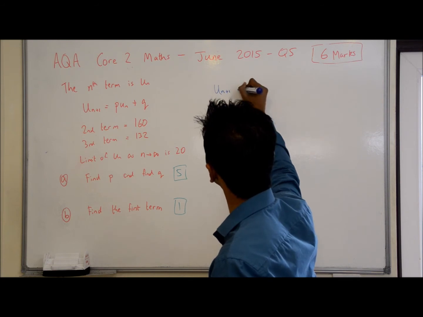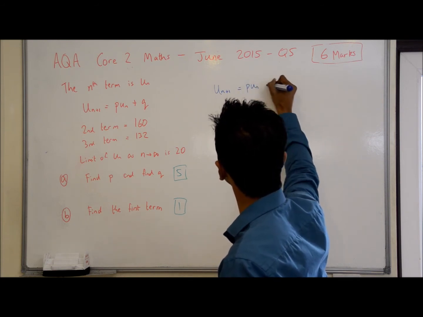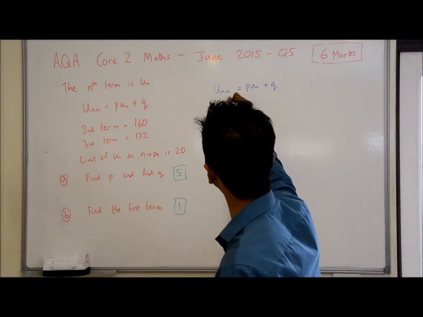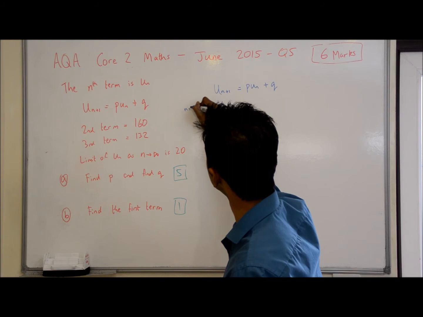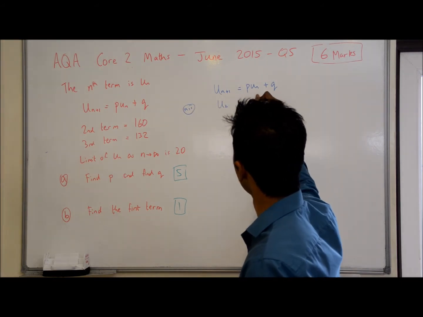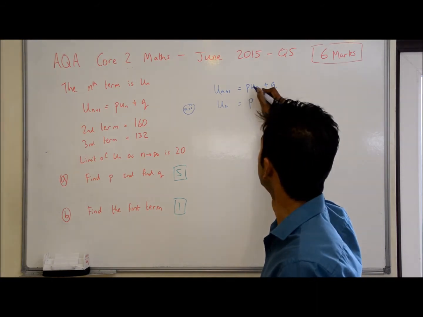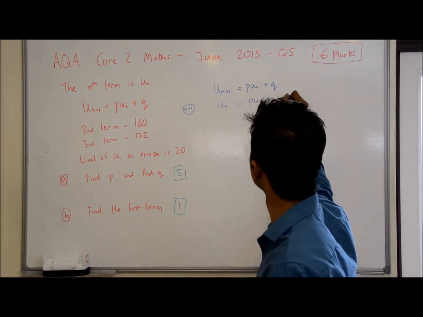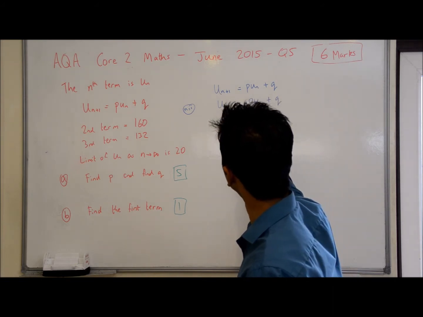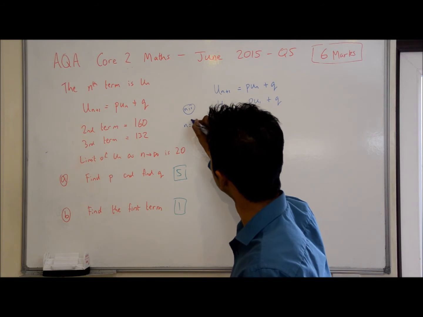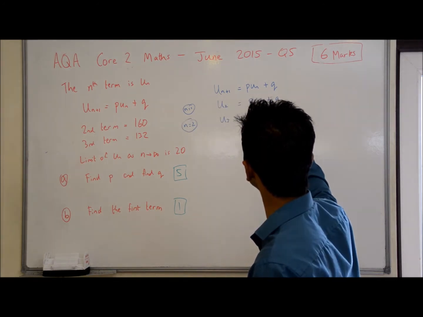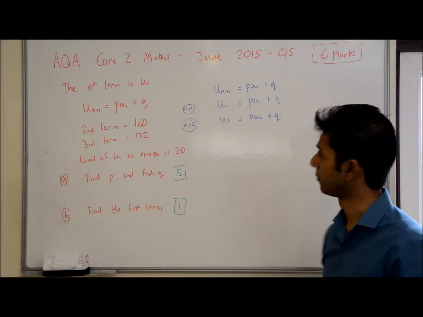Un plus 1 is equal to p un plus q. Now if we're working out the second term, u2, that means that n is equal to 1, because u1 plus 1 would give us u2, is equal to p times u1 plus q. And if we're working out u3, n would need to be equal to 2. So this would become p u2 plus q. Hopefully you're with me at this point.